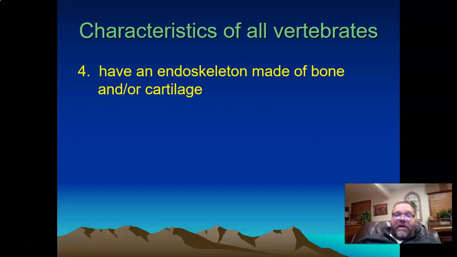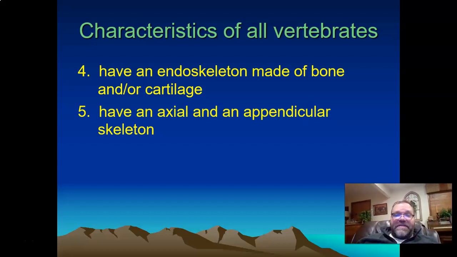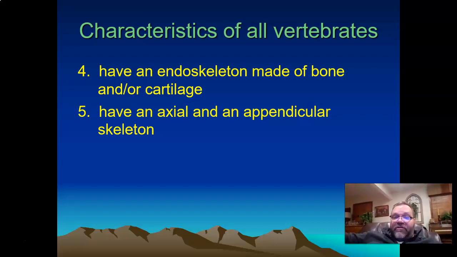They have an endoskeleton made of bone and or cartilage. They have an axial and an appendicular skeleton. Axial would be like your head and chest down to your pelvis. Appendicular is anything that sticks off to the side. Think of an appendage. An appendage would be like a leg or an arm.